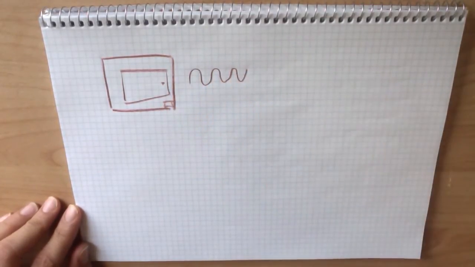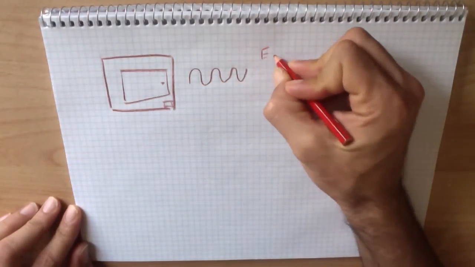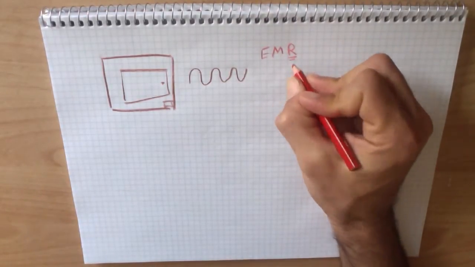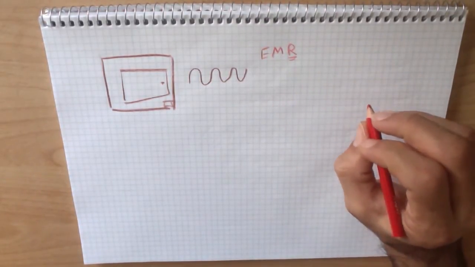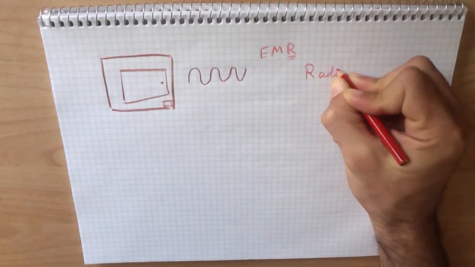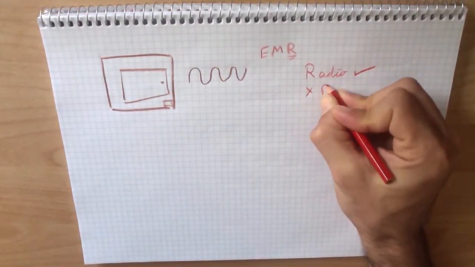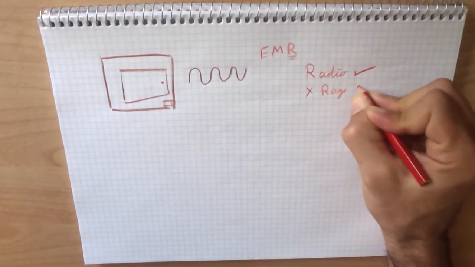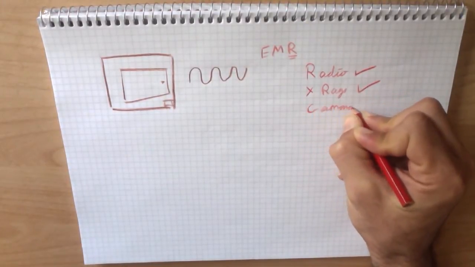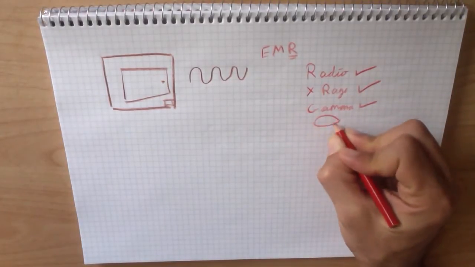Now, microwaves are nothing but something called electromagnetic radiation. Now, don't feel scared of the word radiation because even radio waves are a part of the electromagnetic radiation. X-rays as well, gamma rays, as well as visible light.